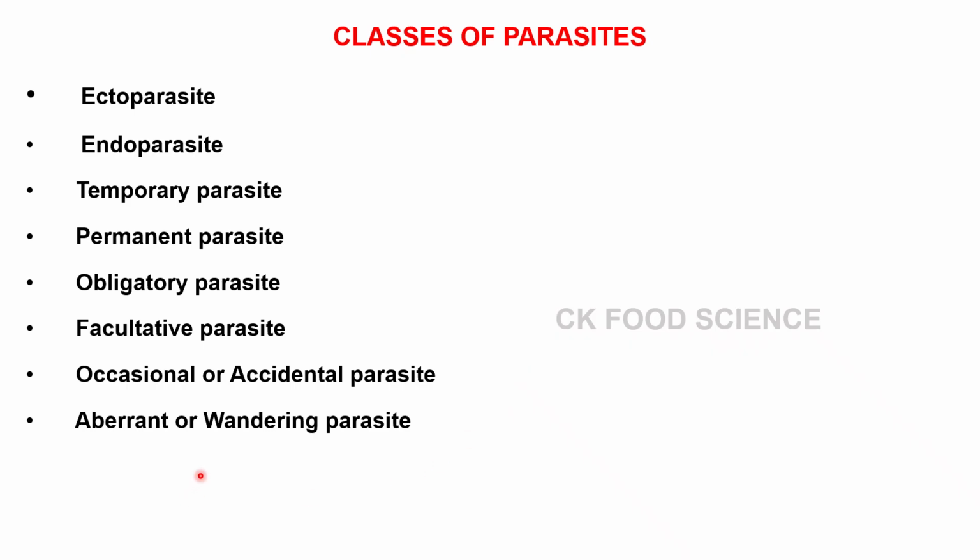Next one, aberrant or wandering parasite. This is a parasite which infects a host where it cannot develop further. For example, Toxocara canis, a dog roundworm, infecting humans is the example for the aberrant or wandering parasite.